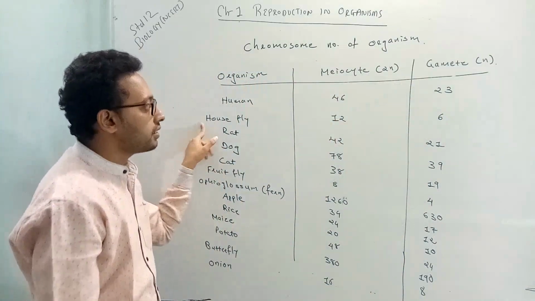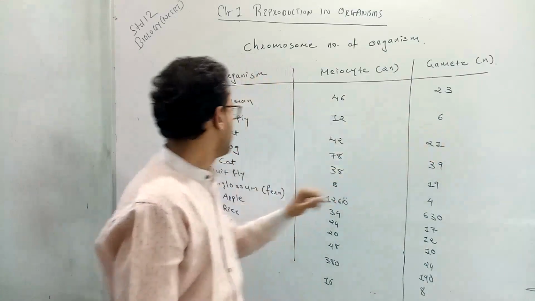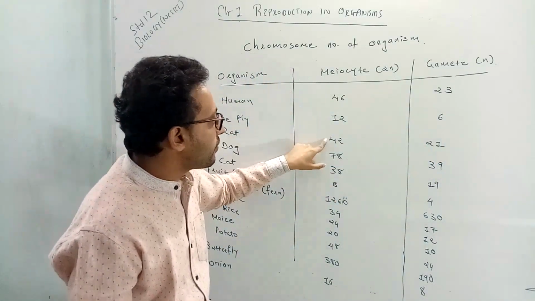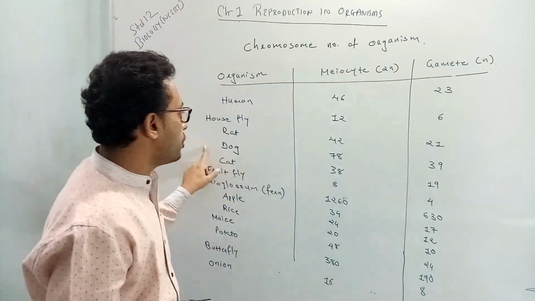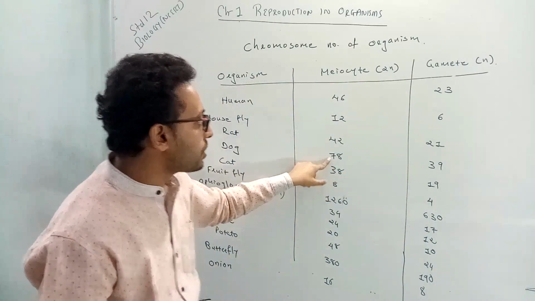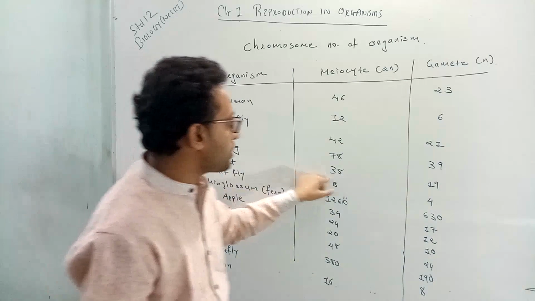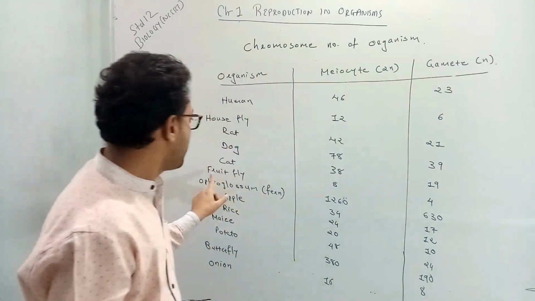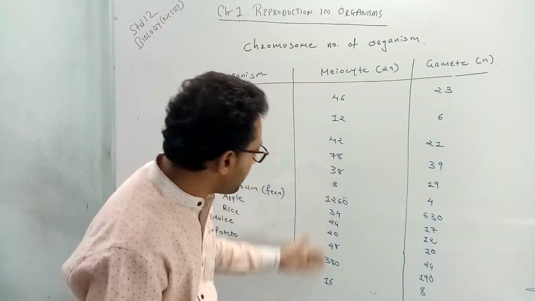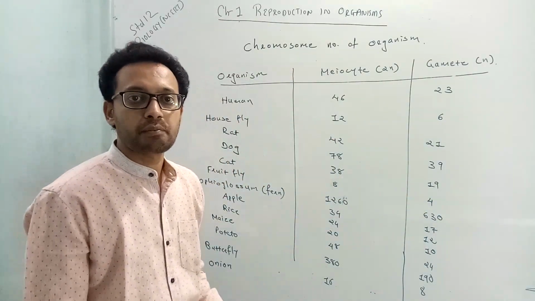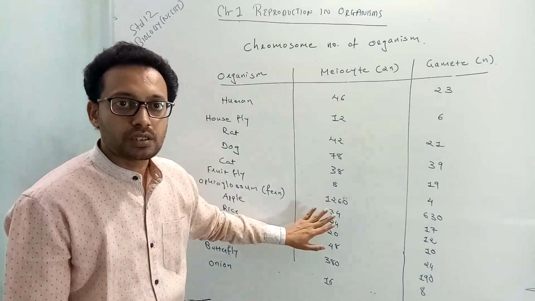Similarly, the housefly, the meiocyte contains 12, gametes contain 6 chromosomes. Rat, 40 chromosomes in meiocyte, 21 chromosomes in gametes. Dog, 78 in meiocyte, in gamete 39. Cat, 38 in meiocyte, 19 in gametes. Fruit fly, 8 in meiocyte and 4 in gametes. Similarly, you look after all these things. Now, you have to remember these numbers.